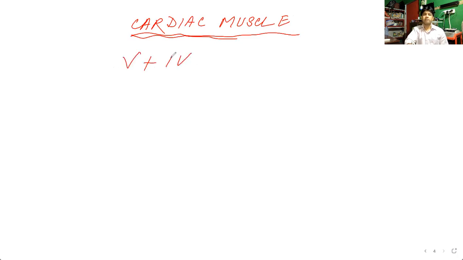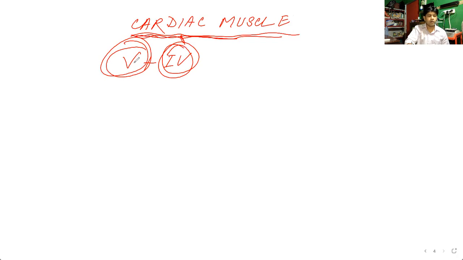Cardiac muscle. So this particular muscle has one speciality. Cardiac muscle is the combination of voluntary and involuntary muscles. Okay, that means some characteristics of the cardiac muscles are like the voluntary muscles, and some characteristics are like the involuntary muscles. So what are similar to voluntary muscles? Their shape is also cylindrical, as the voluntary muscles.